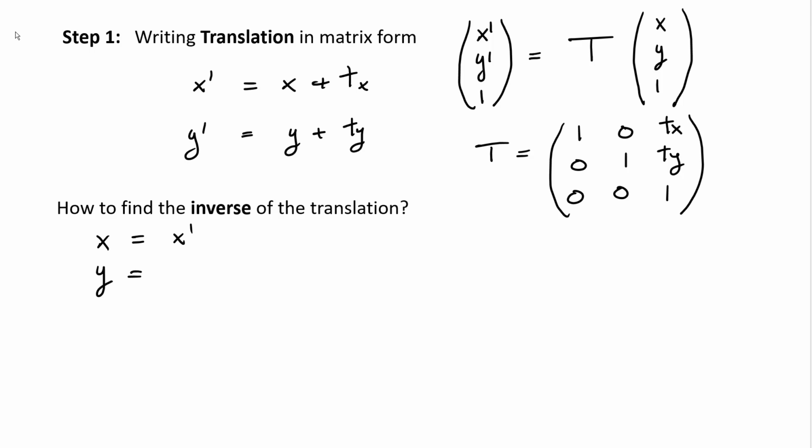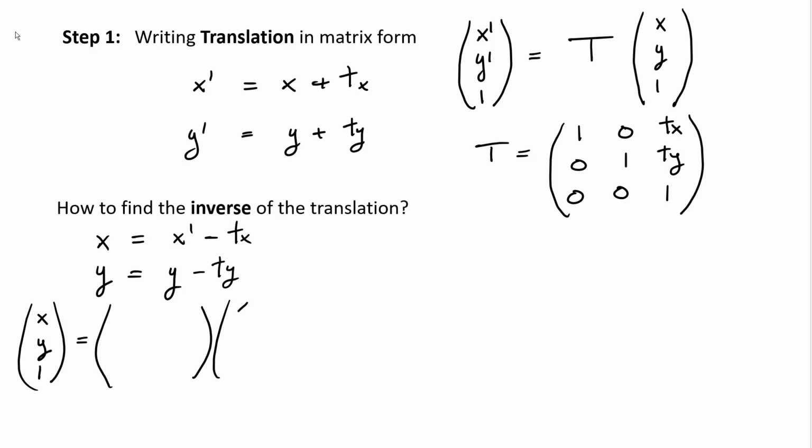So you start off at the prime, and all I want to do is bring tx to the other side now. So I get x minus tx. This one becomes y minus ty. Again, I can write this in matrix form, right? I can go x, y, and augment it with the number 1 like I did before.